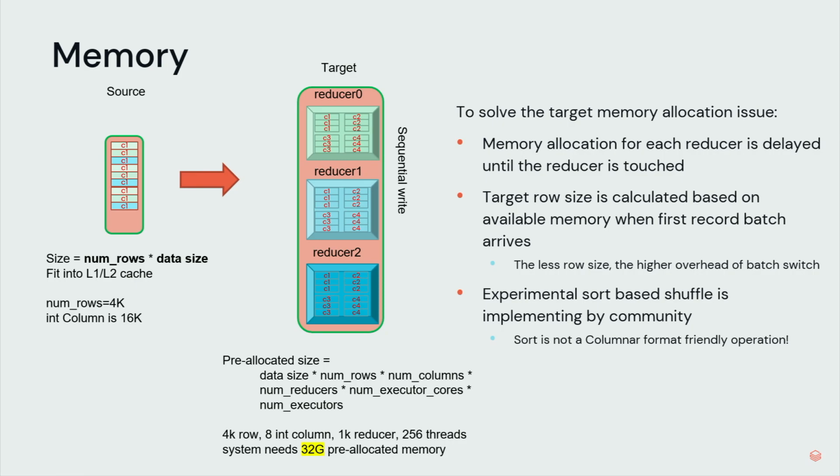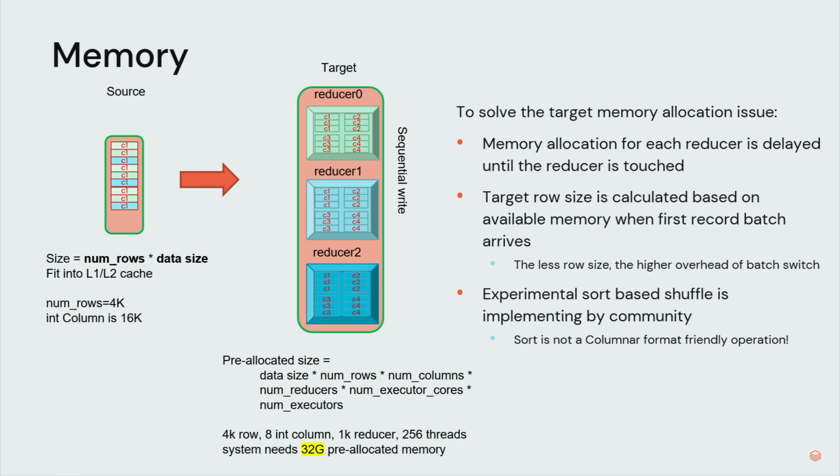But the problem is that the smaller the row number, the higher the overhead of the batch switch. It's because we process the data batch by batch. Once the row number decreases, which means the batch number will increase, and each batch switch has a very big overhead in the pipeline, which leads to poor performance.